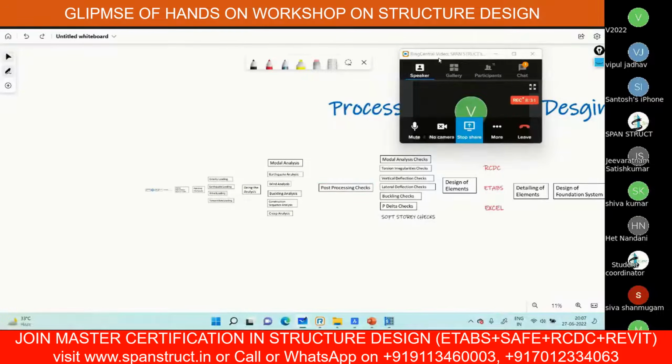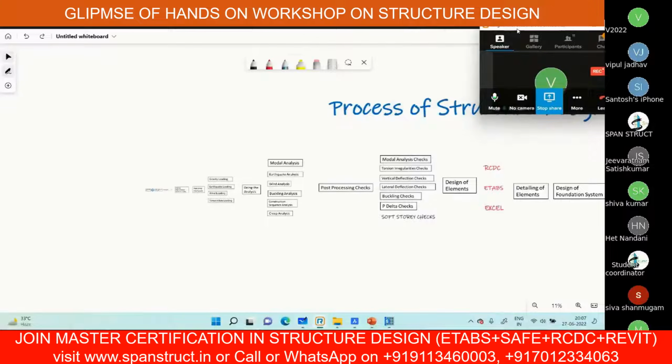This is the real practice which we do in our consultancy. SpanX Structure is a structural consultancy where we provide the structural drawings and all. We design and analyze the structures here. The same process that we follow in our consultancy, we are going to explain to you here.